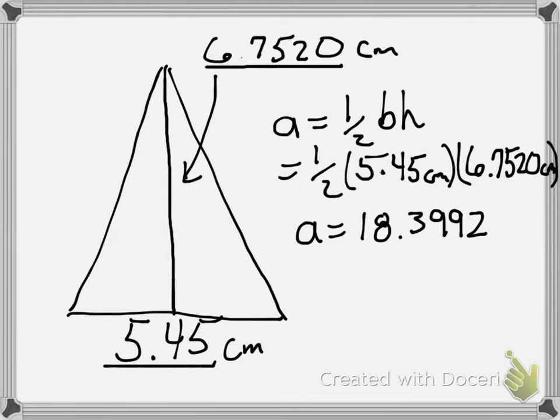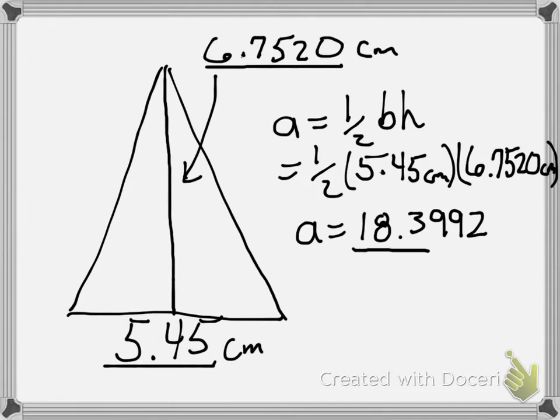6.7520 has 5 significant figures, and it has 5 because that 0 came after a decimal, and thus it is significant. I hope you can see the decimal. If I do this, it usually freaks out on me. Our area was 18.3992. And so with proper significant figures, our first 3 significant figures are 1, 8, and 3.